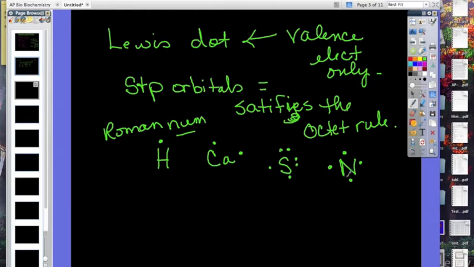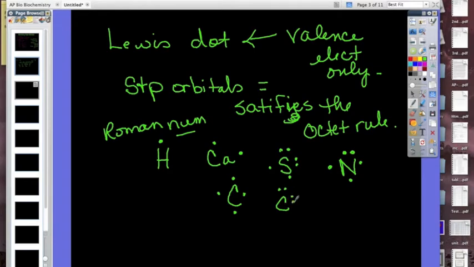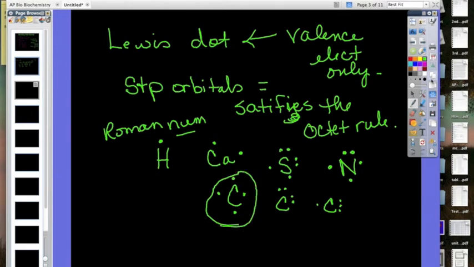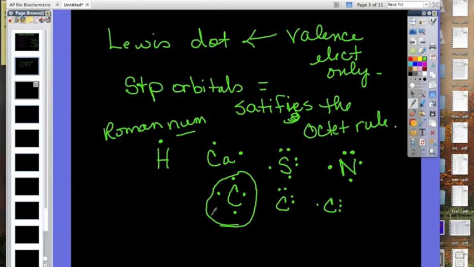Make sure that you do single electrons around it first, and then you pair them up. So this one would have 5. If I have something that has 4 electrons like carbon, this would be correct. You would not see it written like that or like that. It needs to be 4 of them by themselves. And the valence electrons are used to draw the Lewis structures and the molecular structures for the Lewis diagrams.